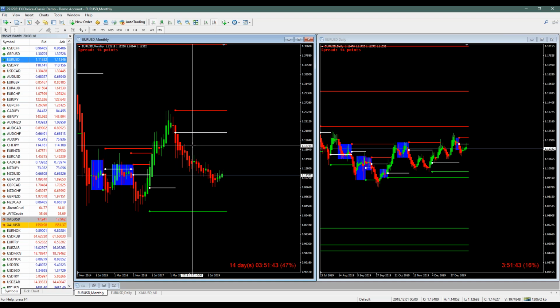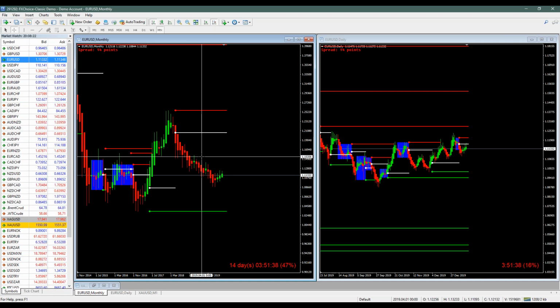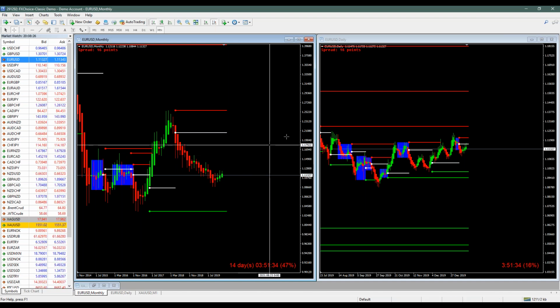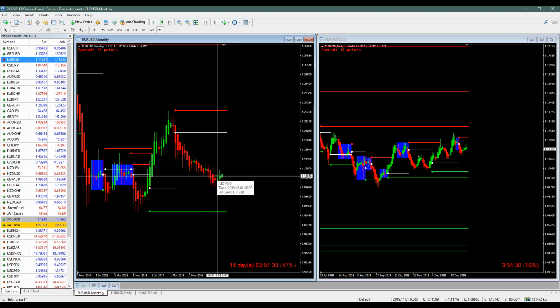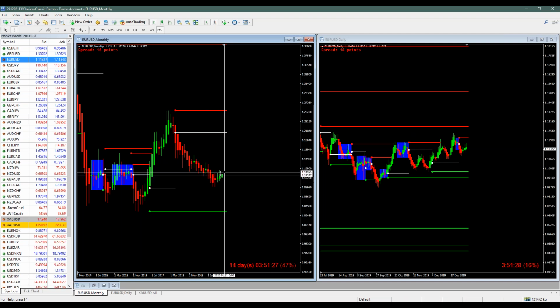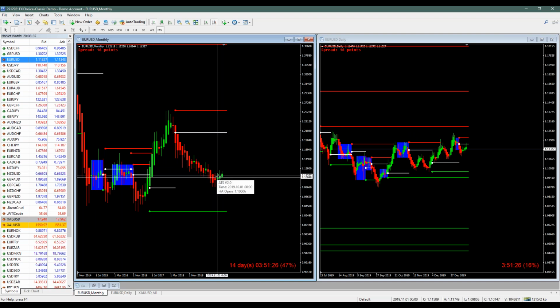But like I said, probably not very many people on this webinar are going to be staying in a trade that long. But anyway, that's what it is. So that leads us to the daily. As you can see, the monthly is clearly green. So if we're swing trading within the monthly direction, then here you go.